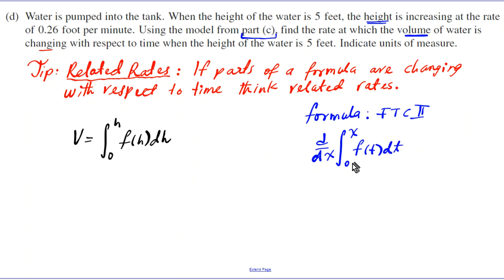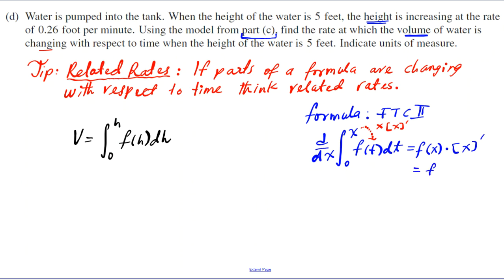Okay, so notice that we're differentiating with respect to x and the function is x. So what you do is you basically plug the upper limit into the function, and you multiply by the derivative of that limit. In this case, we're differentiating with respect to x. So the answer will be f of x times dx, dx is just 1. Okay? So times x prime, which is just 1.